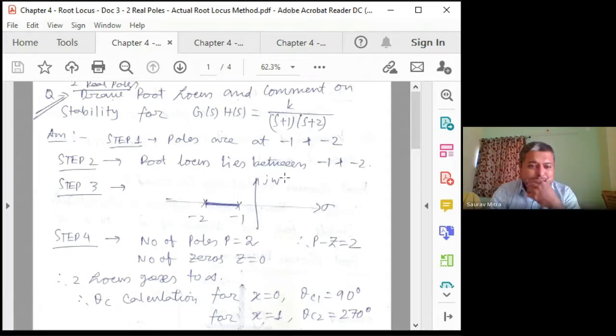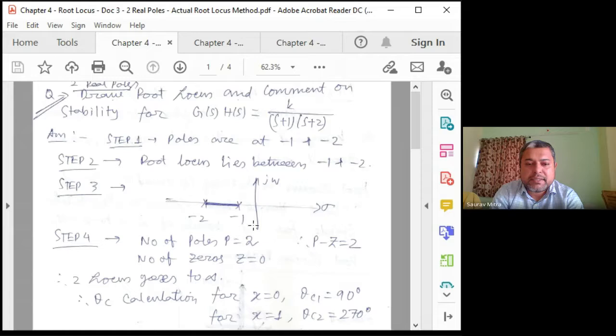How to find the real axis root locus? So first line, poles are at -1 and -2. Second thing, root locus lies between -1 and -2. ये अभी एक important concept मैं बता रहा हूँ, वो सुनो. First you have to draw these poles. So as soon as you write -1 and -2, you have to draw this j omega axis, और सब draw कर करके करना है. Step by step you have to draw.